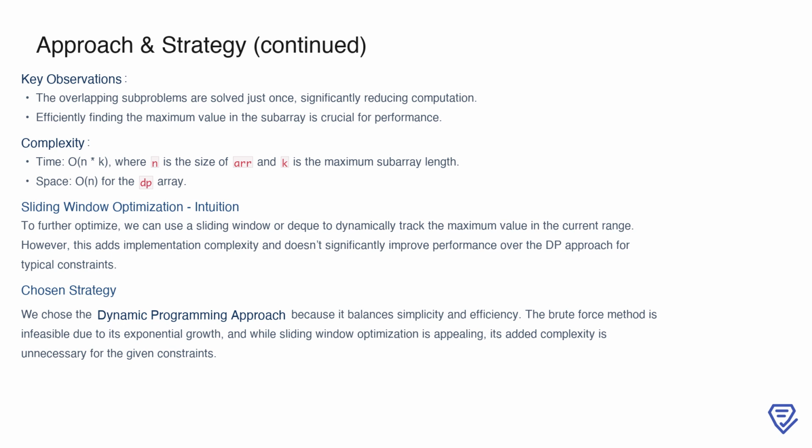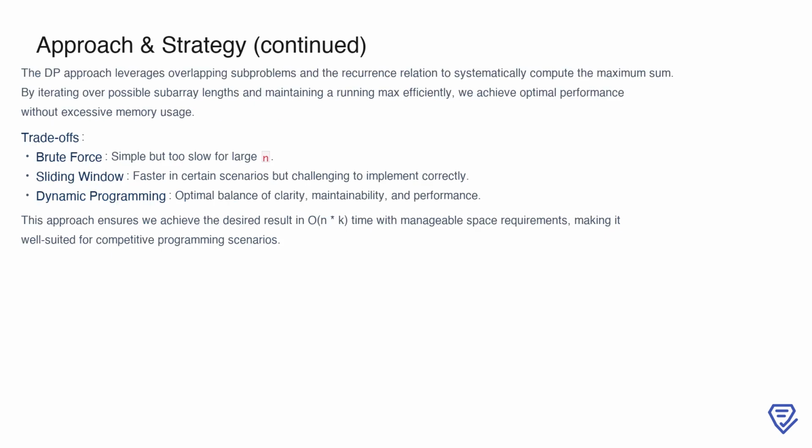the desired efficiency. The dynamic programming approach provides a systematic way to compute the maximum sum by leveraging overlapping subproblems. By iterating over possible subarray lengths and efficiently tracking the running maximum, we achieve optimal performance without excessive memory usage. This balance of efficiency and simplicity is what makes the DP approach so effective.